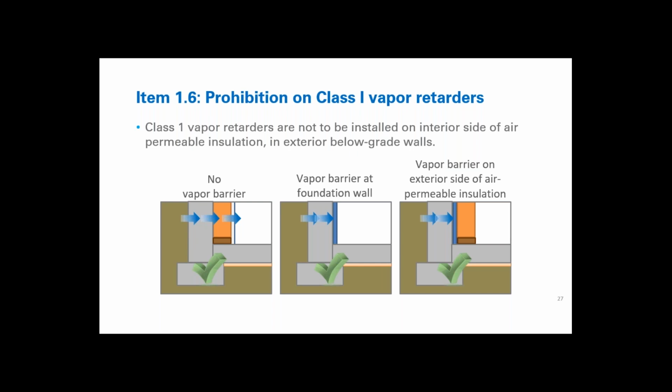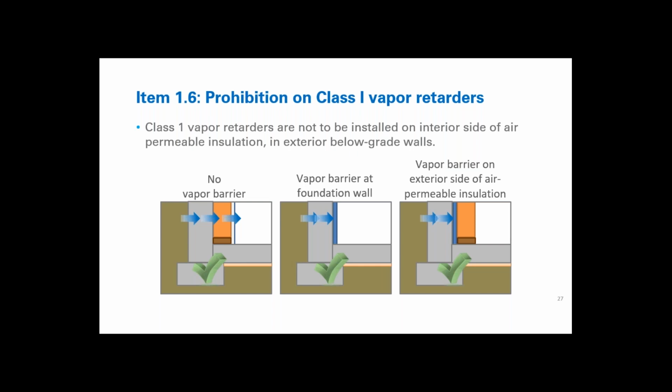Okay, in the second example, we see a class 1 vapor retarder, the foil-faced rigid insulation directly on the wall, but there's no air-permeable insulation in the assembly. So that's fine, right? Basically there's nothing to rot here or be a problem. We're probably wetting that concrete, but that's actually okay because that concrete is durable to wetness even over long periods of time without causing any durability issues.